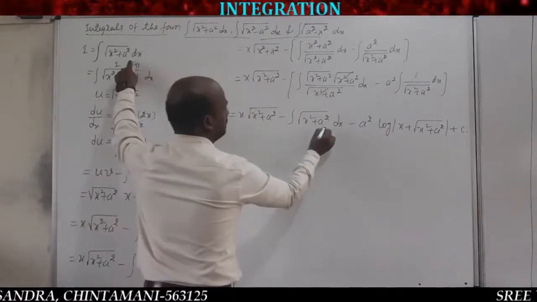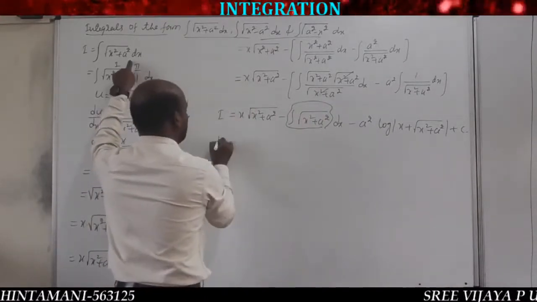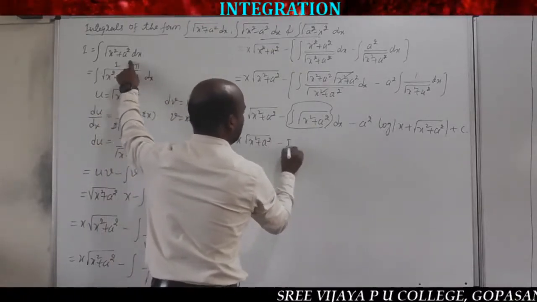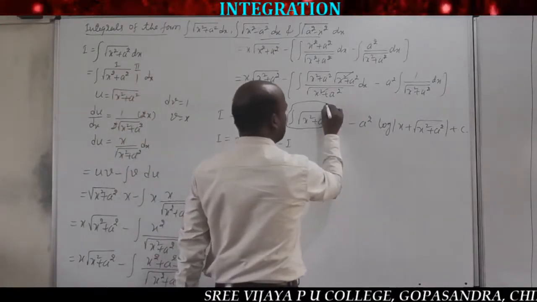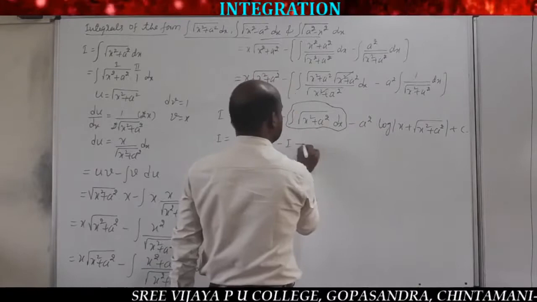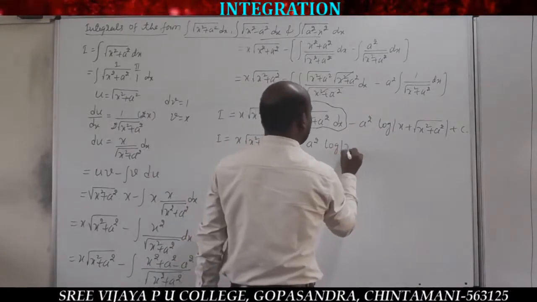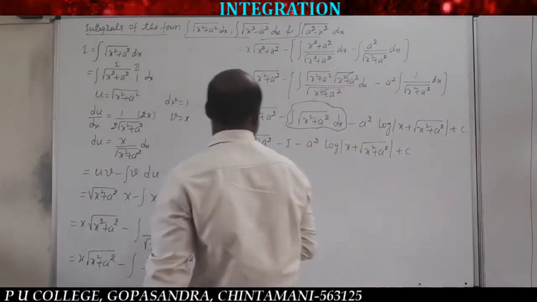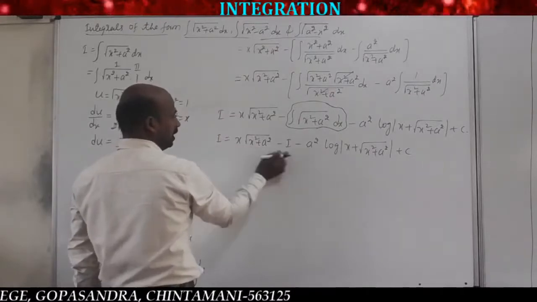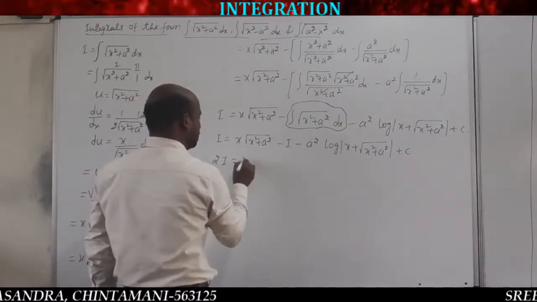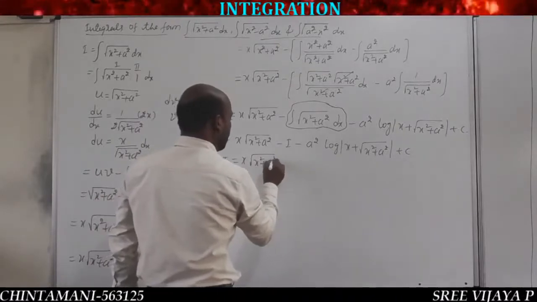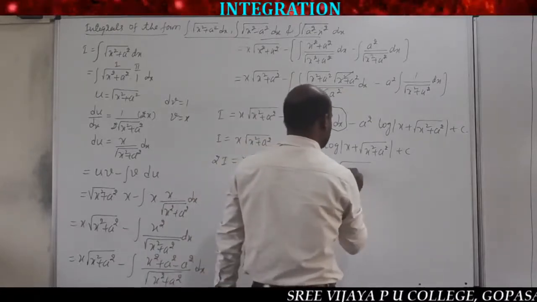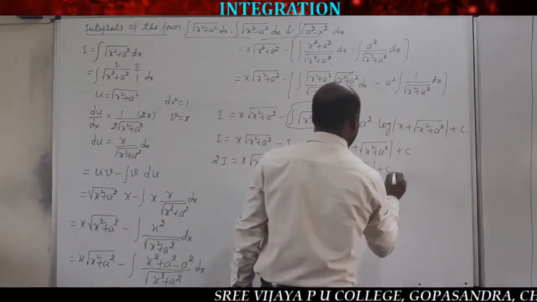See here, this is nothing but the value of I. So I is equal to x into root of x square plus a square minus I minus a square into log of modulus of x plus root of x square plus a square plus c. So minus I on the right side becomes plus I on the left side. I plus I is 2I equals x into root of x square plus a square minus a square into log of x plus root of x square plus a square plus c.